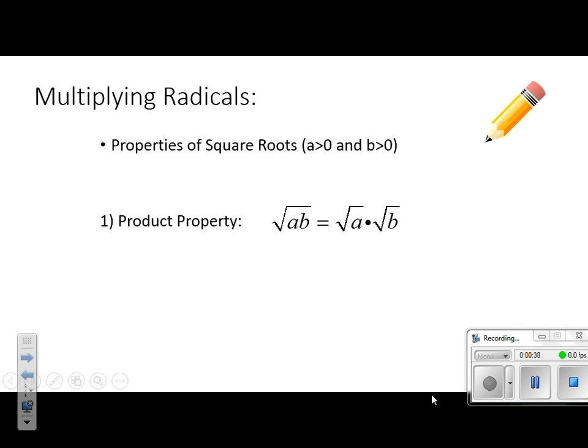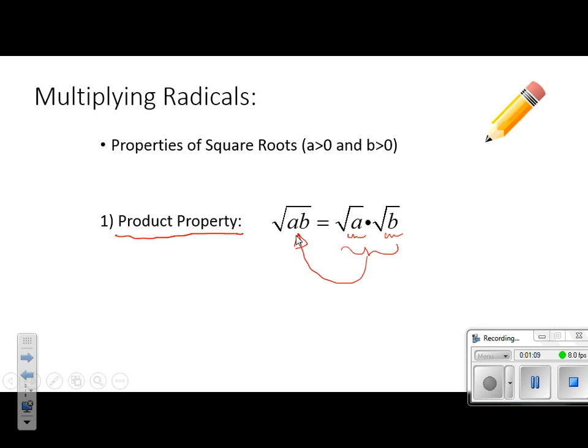The first thing we want to talk about is, what does it mean to be a product property? Well, product means multiply. So this is one of the first properties that we're going to talk about when multiplying radicals. Basically what it says is that if you have two radicands, both underneath a square root, and you are multiplying them, they will multiply to make one thing underneath a radical.